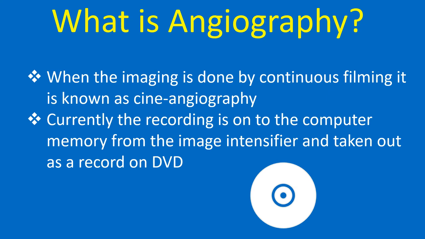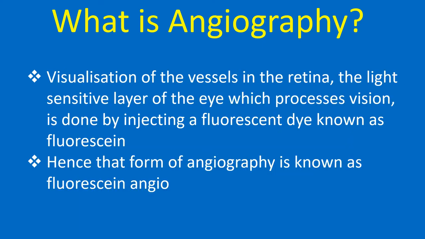When the imaging is done by continuous filming, it is known as cineangiography. Currently, the recording is onto the computer memory from the image intensifier and taken out as a record on DVD. Visualization of the vessels in the retina, the light-sensitive layer of the eye, which processes vision, is done by injecting a fluorescent dye known as fluorescein. Hence, that form of angiography is known as fluorescein angio.